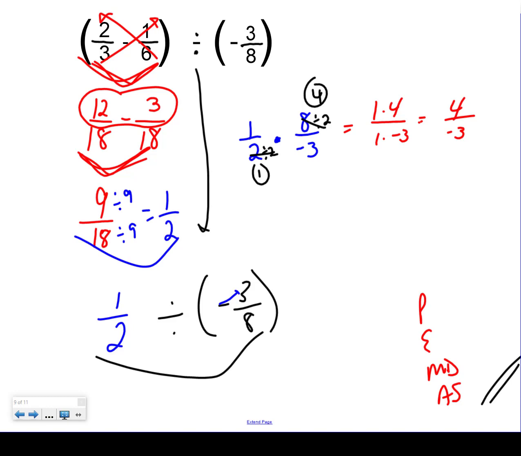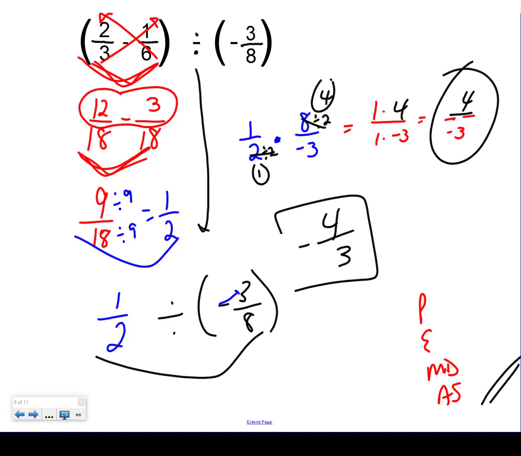Did I do this right? Let me think. Oh, I messed up right here. No one stopped me. I was thinking, that doesn't sound right. Is that right? 3/8, 1/2. Keep it, change it, flip it. 9 over 18. Okay, just making sure. Yes, it was right. This is 4, and so this is 4. And so when we simplify this, it becomes a negative 4/3. Final answer.